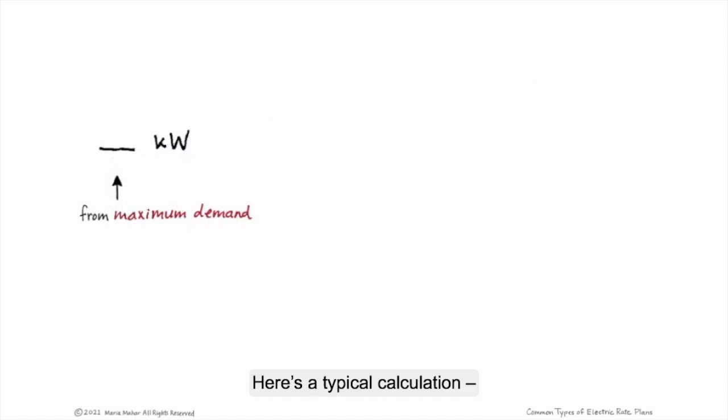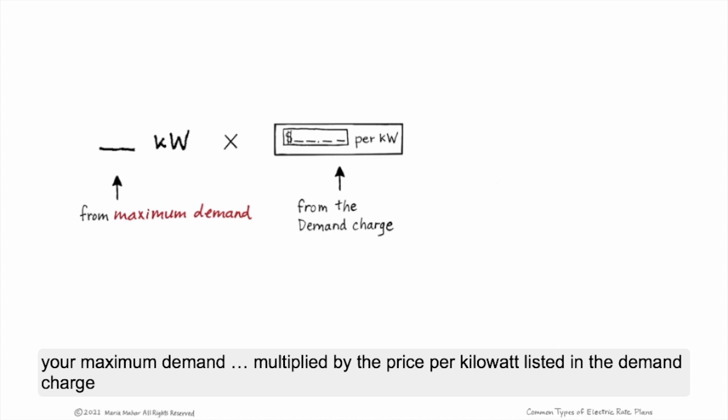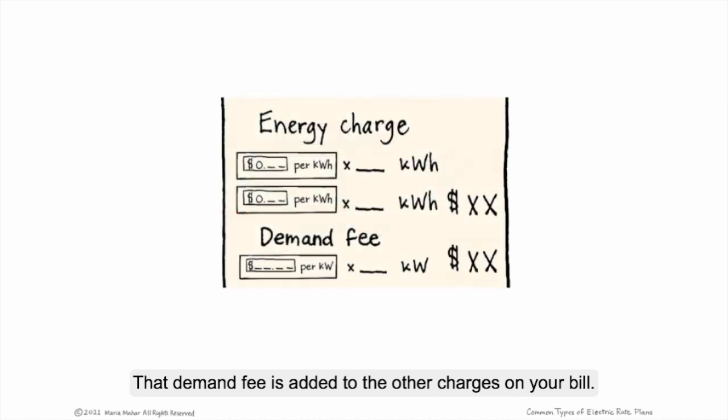Here's a typical calculation. Your maximum demand multiplied by the price per kilowatt listed in the demand charge, and the result is your demand fee for the month. That demand fee is added to the other charges on your bill.